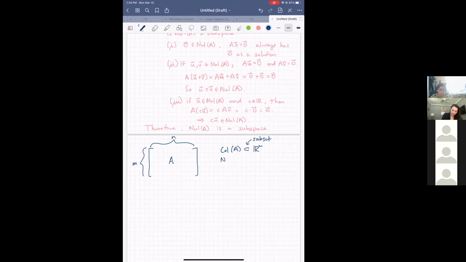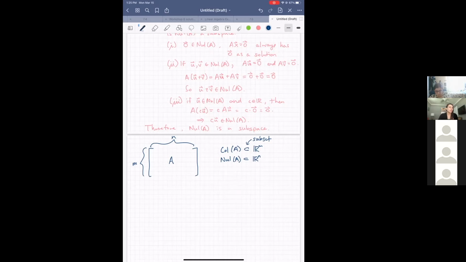And the null space is the collection of solutions to the homogeneous equation, and any solution is going to be a vector in Rn. Because when we write down Ax equals 0, the number of entries in X has to match the number of columns of A in order for that matrix multiplication to be defined. So our null space is a subset of Rn. So they're actually living in two separate spaces. That's something to notice.